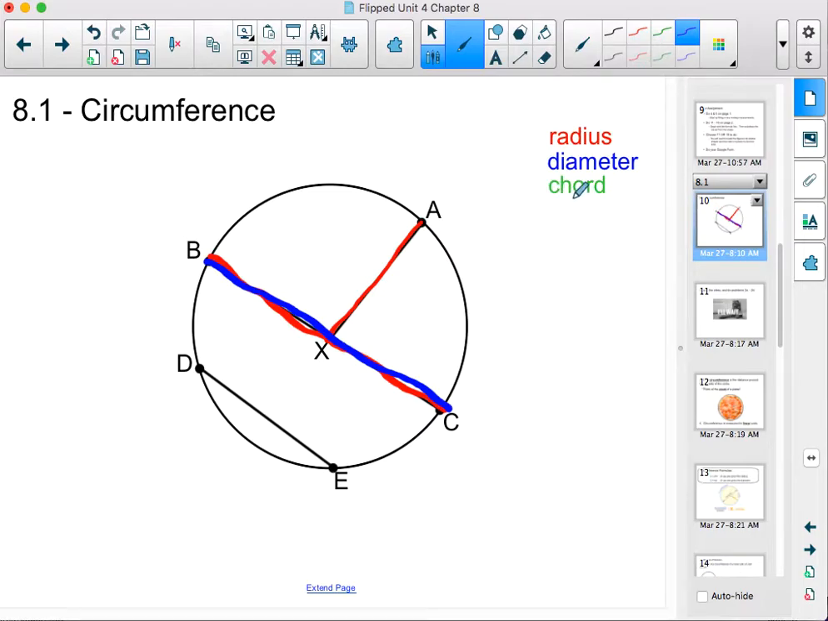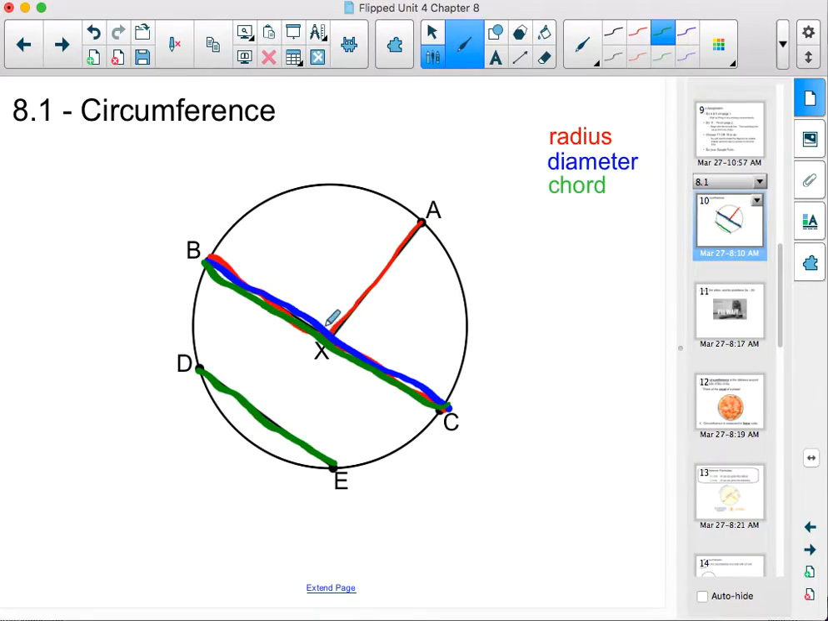Finally, we can talk about a chord. A chord is just a line segment that has its two endpoints on the circle. So technically, line segment DE is a chord. Line segment BC is also a chord. It's just a special kind of chord that passes through the center. And that's when we call it a diameter.